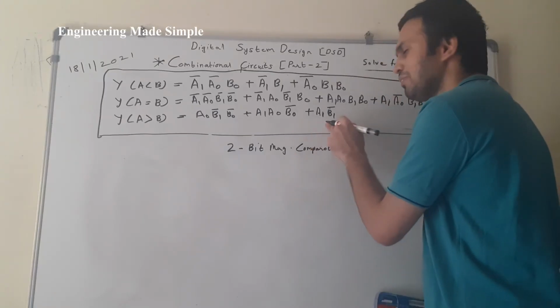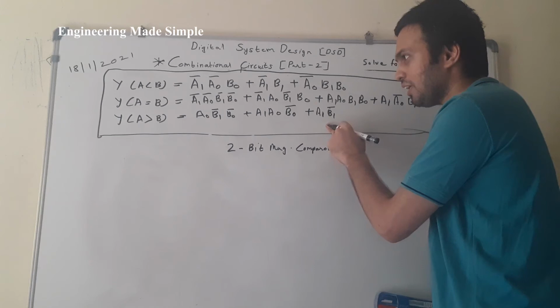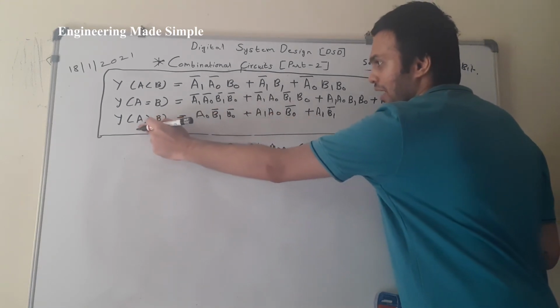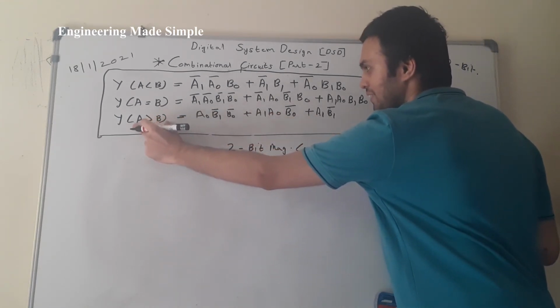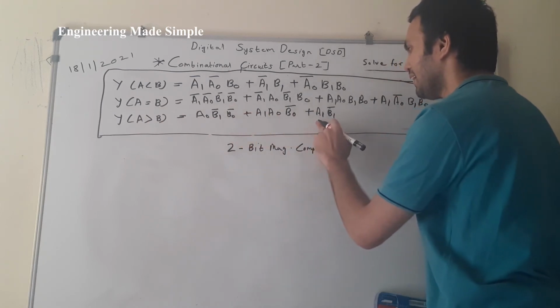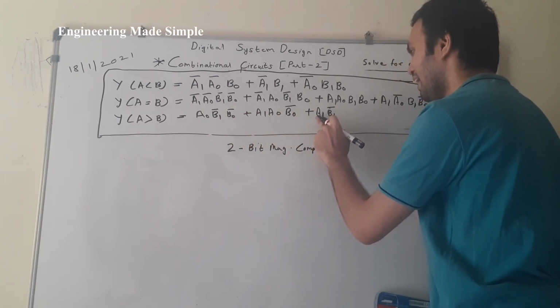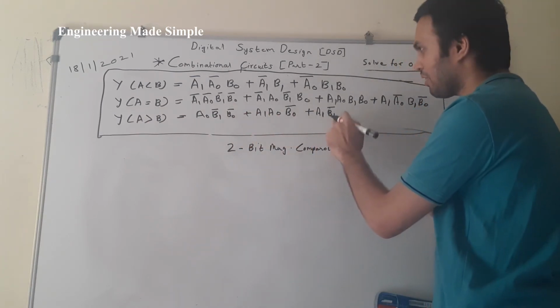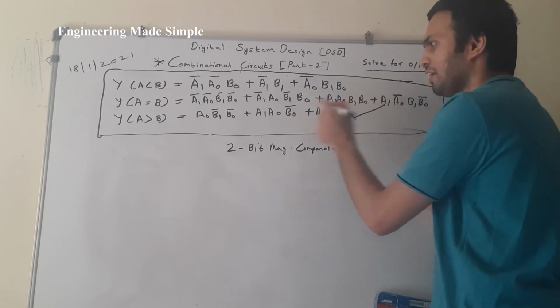Notice I made one mistake while writing when I was showing the K-map simplification for the output Y for when A is greater than B case. While writing the output, I by mistake wrote A1 plus B1 complement. So correct this particular equation. So this is the correct version of this.